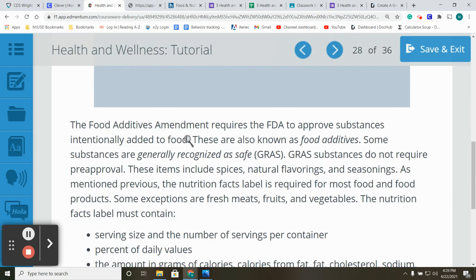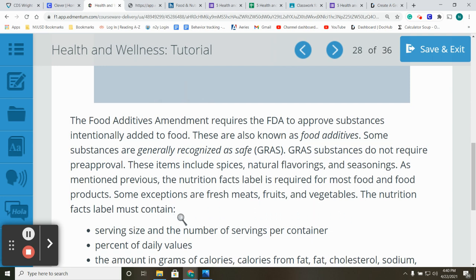The Food Additives Amendment requires the FDA to approve substances intentionally added to food. These are also known as food additives. Some substances are generally recognized as safe, GRAS. GRAS substances do not require pre-approval. These items include spices, natural flavorings, and seasonings. As mentioned previously, the nutrition facts label is required for most food and food products. Some exceptions are fresh meats, fruits, and vegetables.